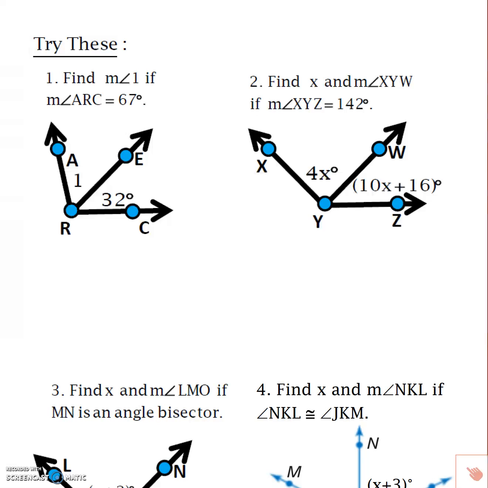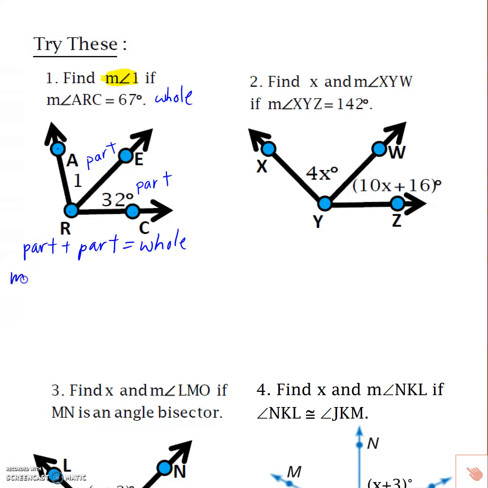Okay, so let's go through and mark up. Measure of angle 1 is what we're trying to find. The measure of angle ARC, that's our whole. And we have our 2 parts that we can mark on the diagram. Here's one part, that's angle 1. Here's the other part, which is 32 degrees. So we're going to use the angle addition postulate, which says part plus part equals the whole, and we're going to fill all those things in.